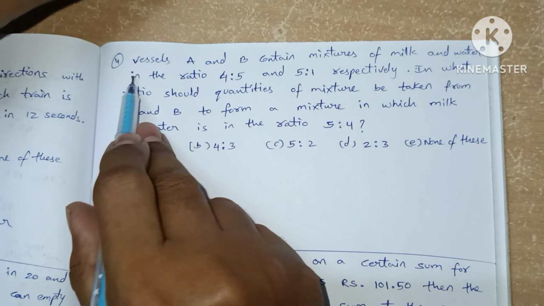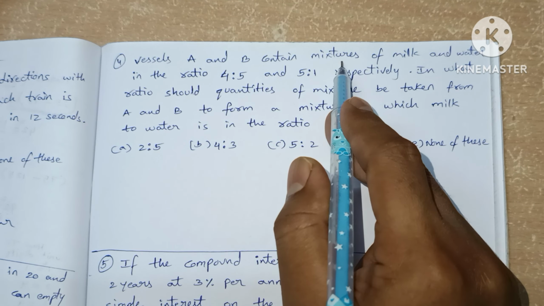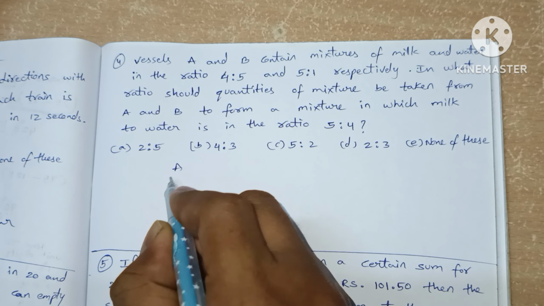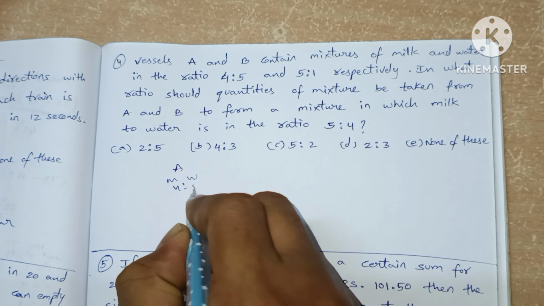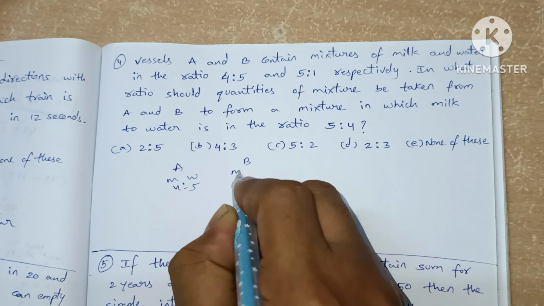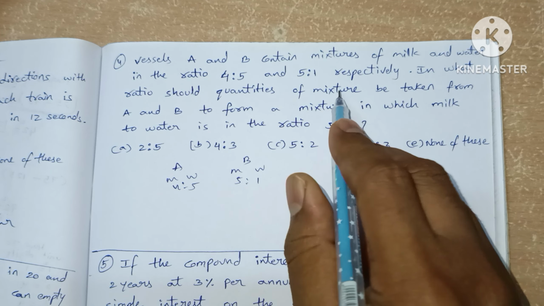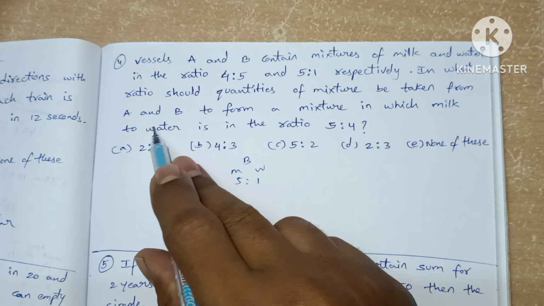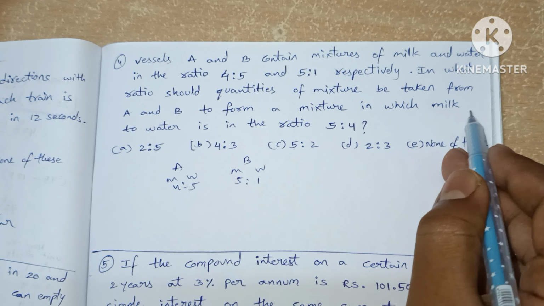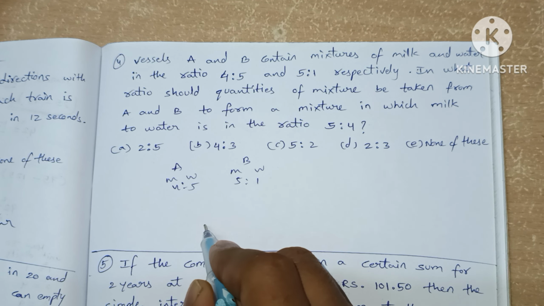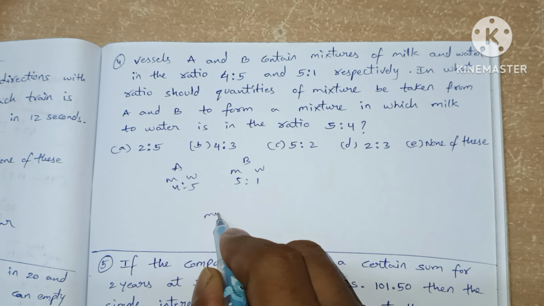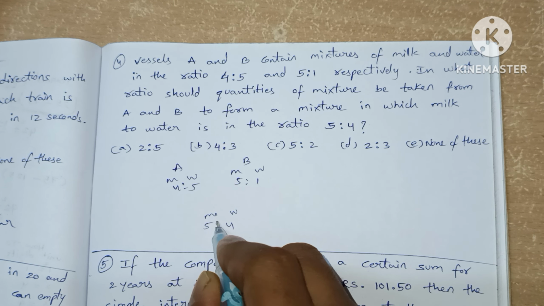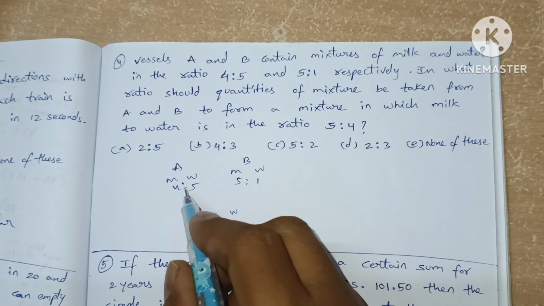Question number 4. Vessels A and B contain a mixture of milk and water. In A, milk and water are in the ratio 4:5. In B, milk and water are in the ratio 5:1. In what ratio should quantities of the mixture be taken from A and B to form a mixture in which milk and water are in the ratio 5:4? In what ratio do we need to mix?